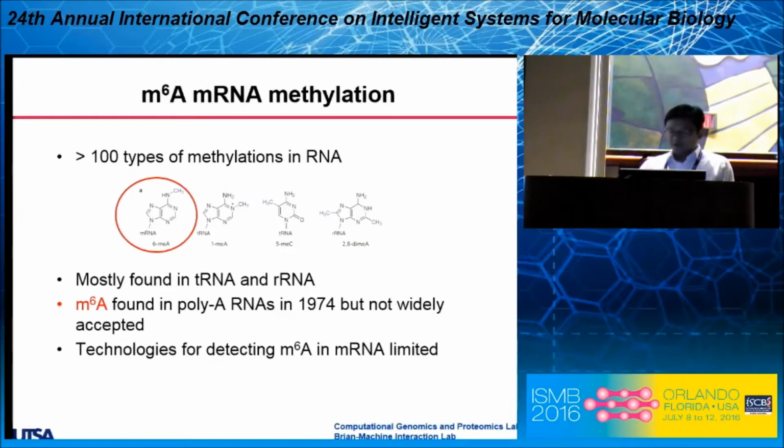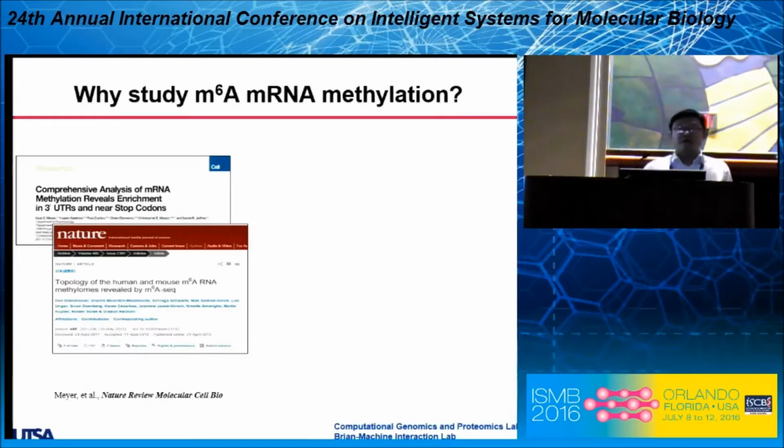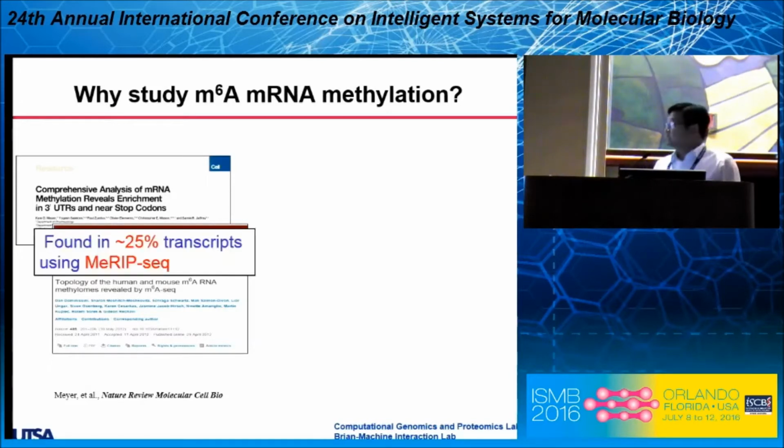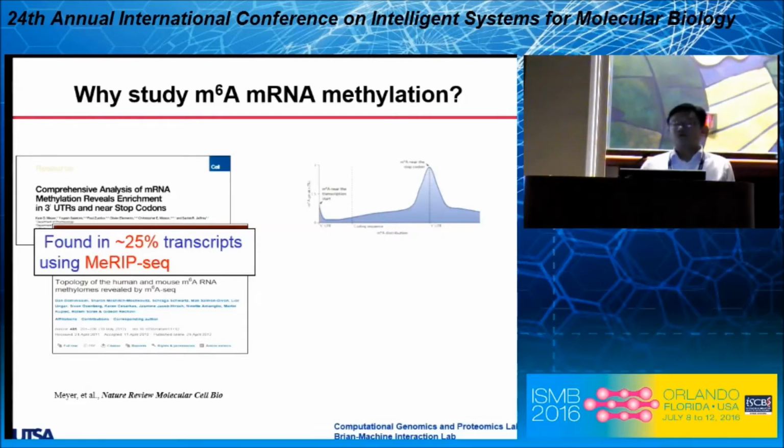So why are we so interested in studying m6A in RNA, particularly transcriptome mRNA? This is really due to 2 publications in 2002 that found, surprisingly, over 25% of the transcripts contain this type of methylation. And subsequently, this is the distribution of m6A in a transcript. As you can see, there's a high enrichment around the stop codon in the 3' end.